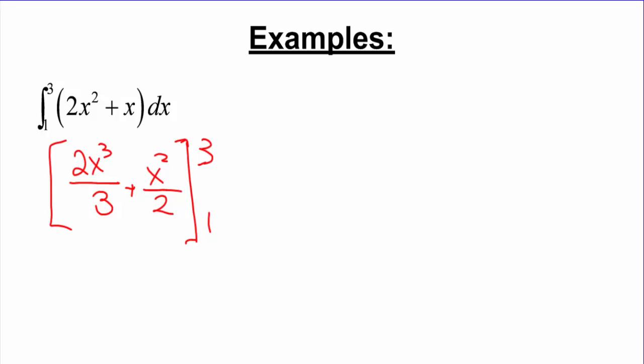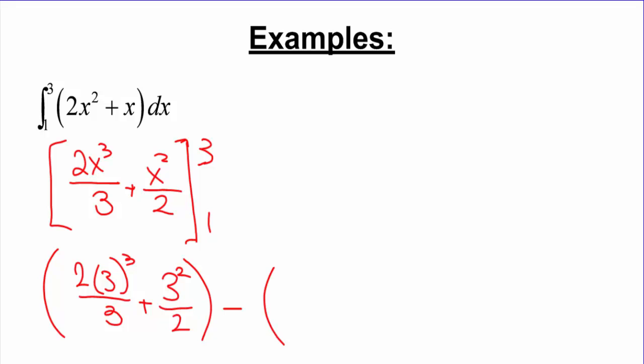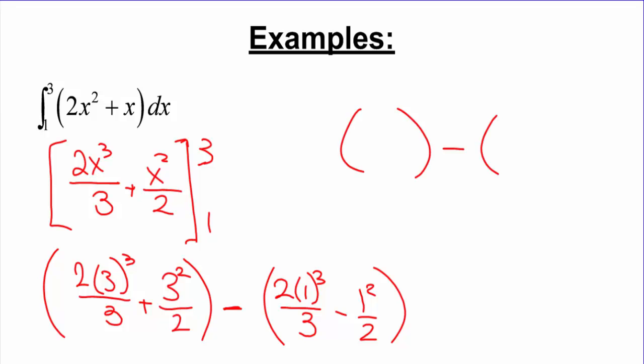And then you plug in the top number first. So 2 times 3 cubed over 3 plus 3 squared over 2. Now this is where people make a lot of mistakes. You want to put that in parentheses, minus another big parentheses, because this subtraction sign applies to every term that you plug the 1 into. So you get 2 times 1 cubed over 3 minus 1 squared over 2. So you should always expect your answer to be of the form big parenthesis minus big parenthesis. And if the big parentheses aren't necessary, well, okay, you've written extra parentheses.